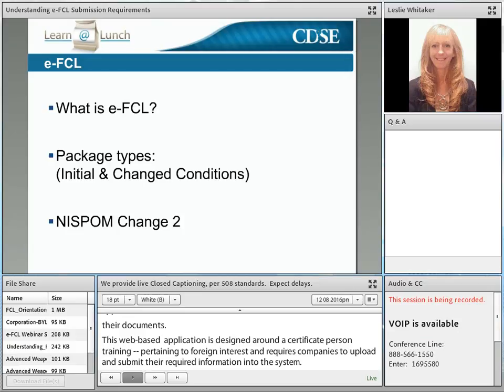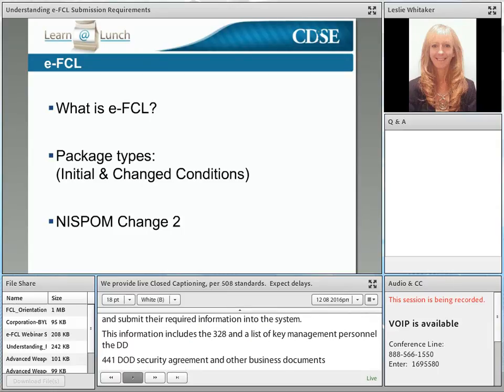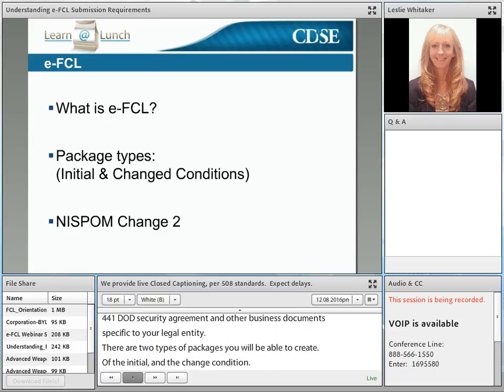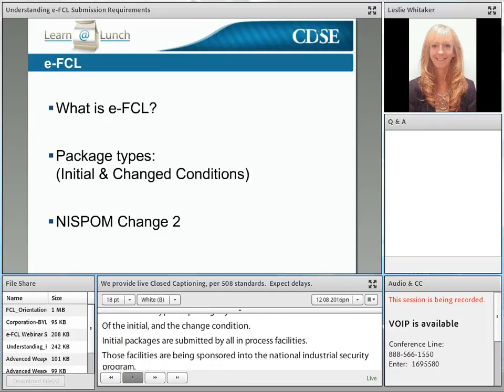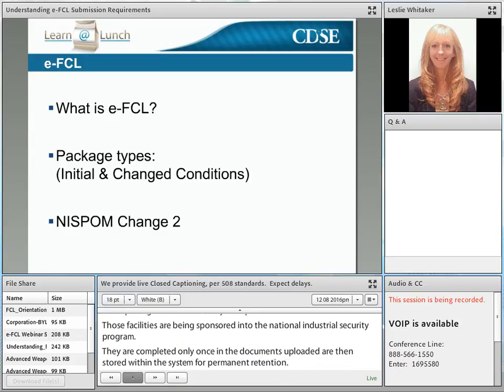There are two types of packages you'll be able to create, the initial and change conditions. Initial packages are submitted by all in-process facilities, those facilities being sponsored into the National Industrial Security Program. They're completed only once, and the documents uploaded are then stored within the eFCL system for permanent retention. After the initial package is submitted and subsequently approved by DSS, all other changes regarding your cleared facility are submitted using an eFCL change condition package.